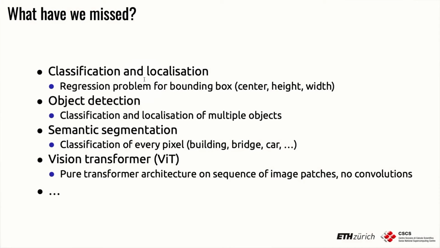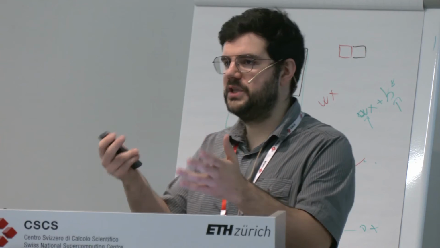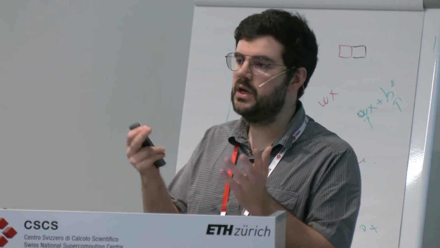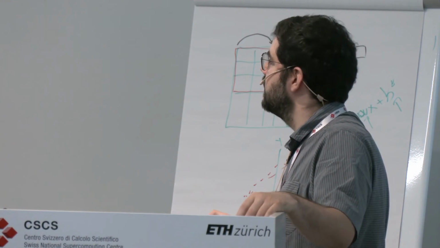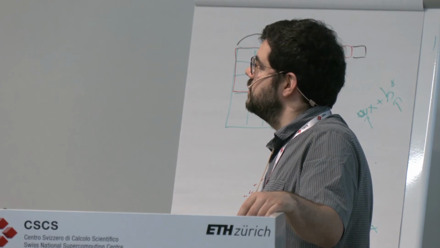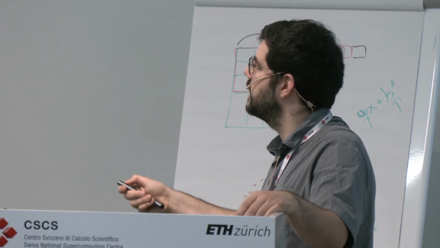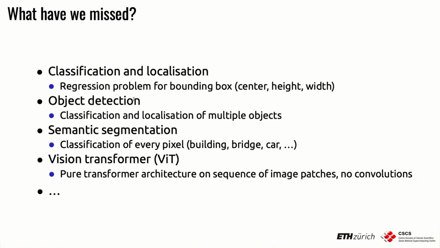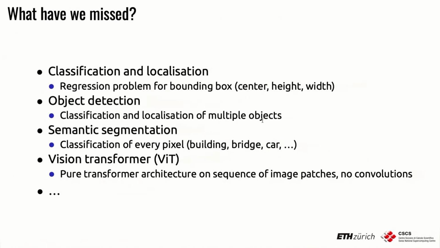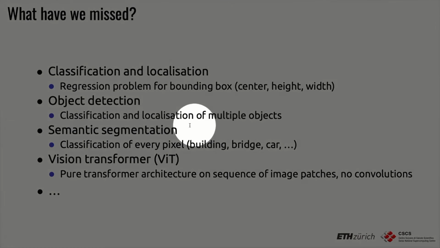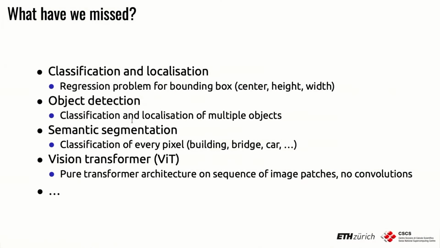What we missed, for example, is localization, which is the task of finding not which object is in an image, as in classification, but where the object is located. If you have a single object, you can change the final layer of your convolutional neural network and cast it as a regression problem instead of a classification problem. The output would be essentially four numbers: the center of your bounding box, the height, and the width. But it becomes much more complicated with object detection, which is localization with multiple objects.